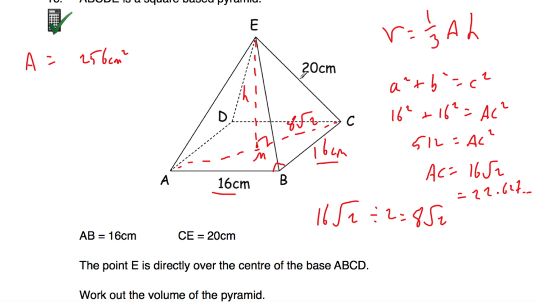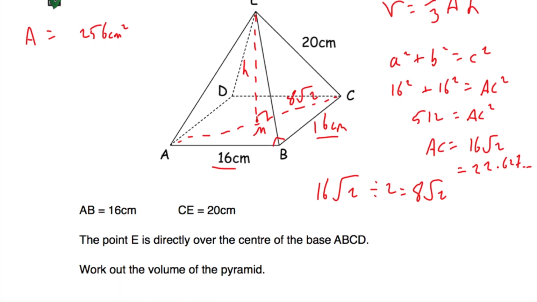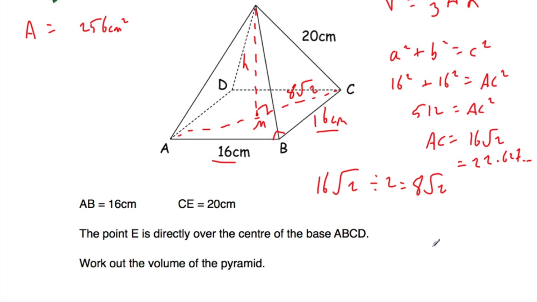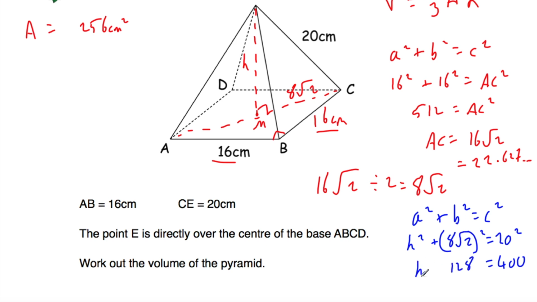So let's use Pythagoras' theorem again, and I'm just going to change colour of ink here and use blue. Pythagoras' theorem, A squared plus B squared equals C squared. The two shorter sides of this right angle triangle are H and 8 root 2. So H squared plus 8 root 2 squared is equal to 20 squared. 20 squared is 400, and 8 root 2 squared is 128. So H squared plus 128 is equal to 400.